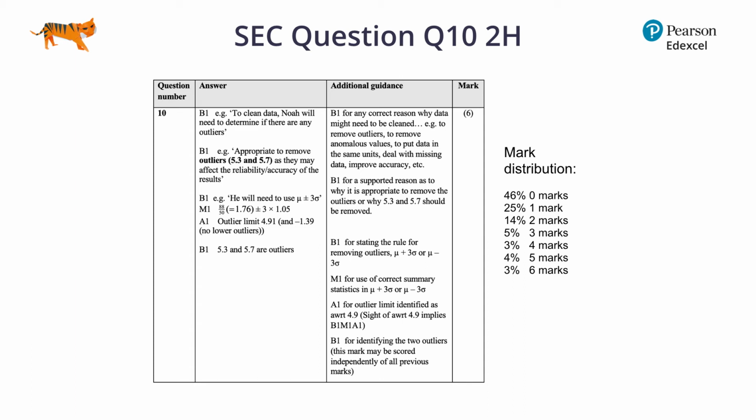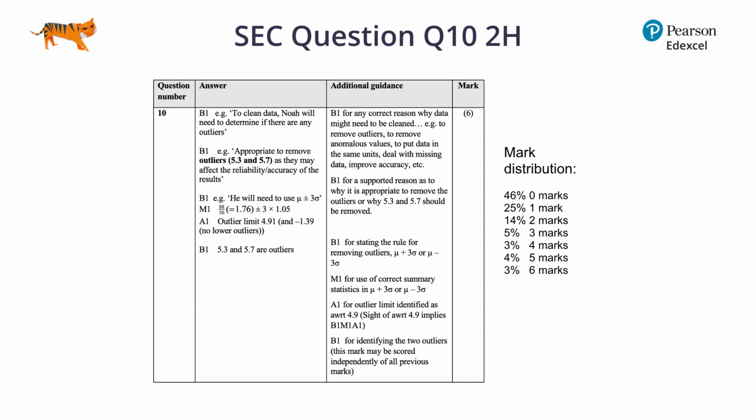that you needed to remove outliers, put data in the same units, etc., but then did not go any further with the question. For the second mark, they had to give a reason why it is appropriate to remove the outlier. For example, affects reliability. This mark was achieved much less often.